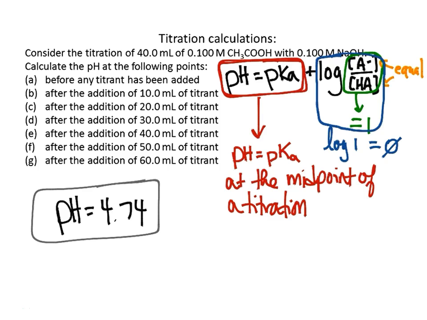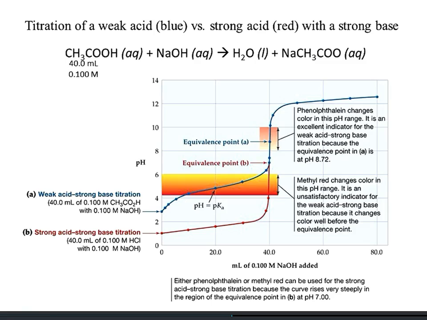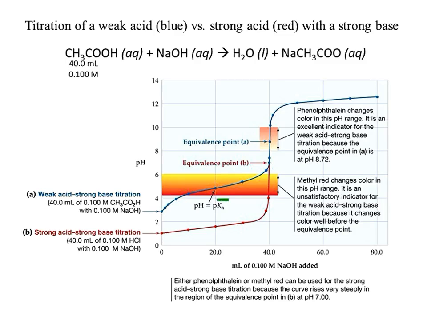So all we need to do is figure out the pKa, which is 4.74, and we know that that is the pH at the midpoint. And that's highlighted here on the graph. Now 40 milliliters, and that's halfway, right? So that's halfway volume-wise to the equivalence point. That's important.